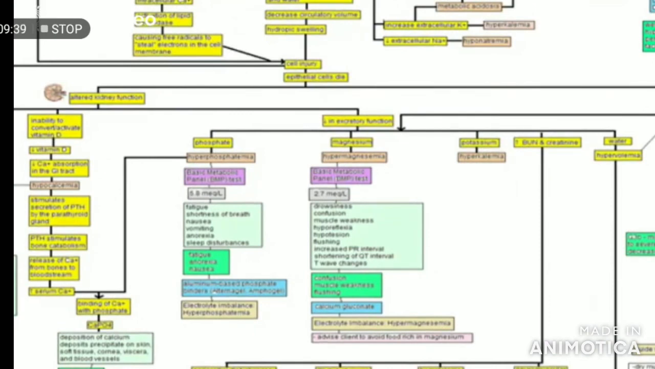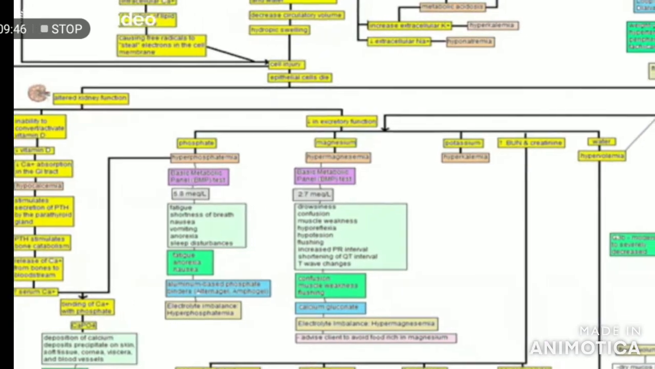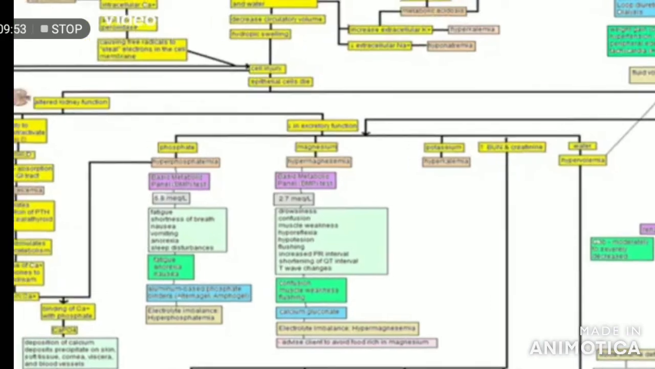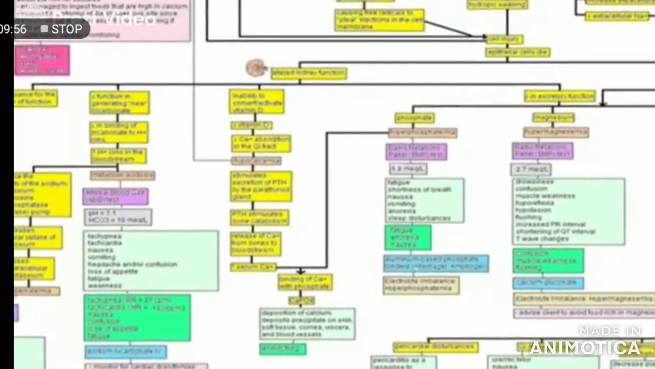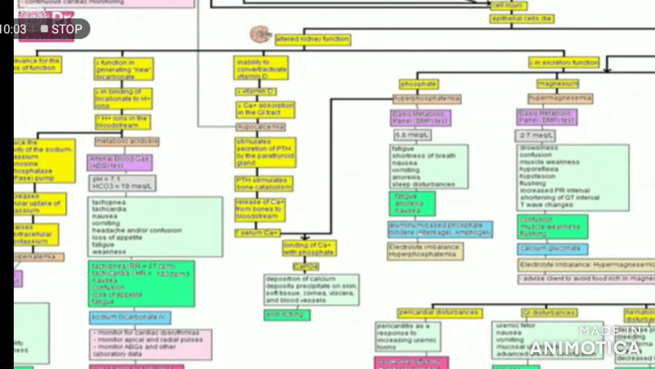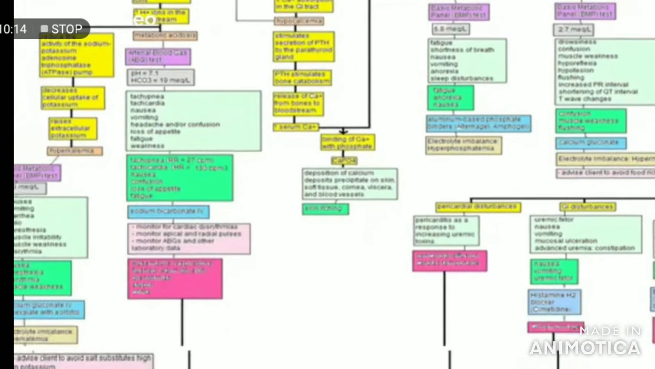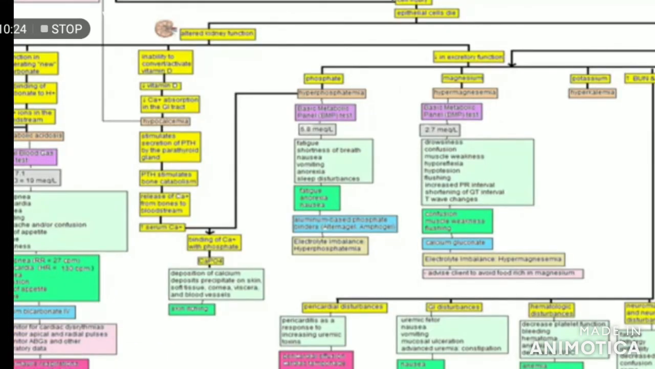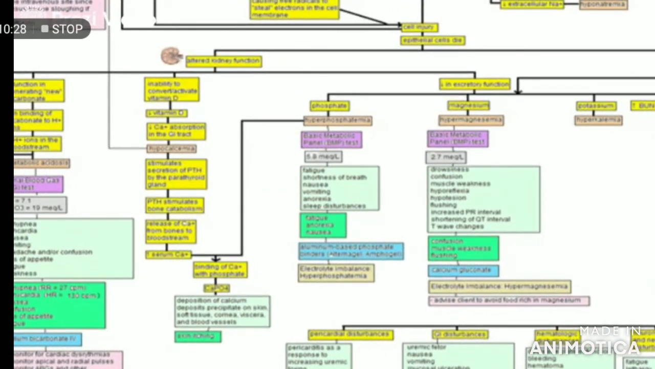When there is a decrease in excretory function of the kidney, there is an elevation of phosphate, magnesium, and potassium, an increase of BUN, creatinine, and also water. Let's start with phosphate. An increase in phosphate would lead to hyperphosphatemia. Phosphate will then bind to calcium, which will form calcium phosphate. Then there is a deposition of calcium phosphate precipitate on the skin, soft tissue, cornea, viscera, and blood vessels, which is why my patient experienced itching. So it was basically under the skin.